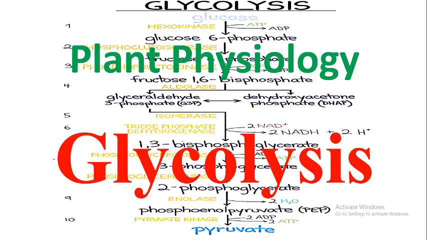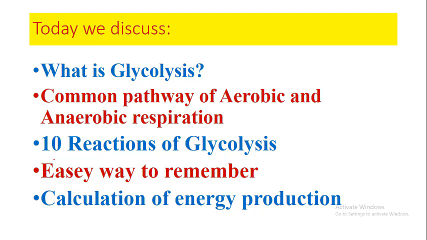Today we discuss a very important topic of plant physiology. It is glycolysis. Today we discuss what is glycolysis. Glycolysis is the common pathway of aerobic and anaerobic respiration. Here we explain it: 10 reactions of glycolysis, an easy way to remember the 10 reactions of glycolysis, and calculation of energy production in glycolysis.